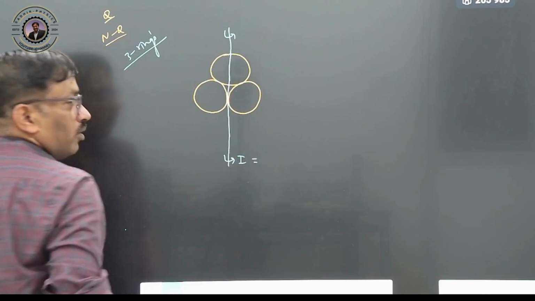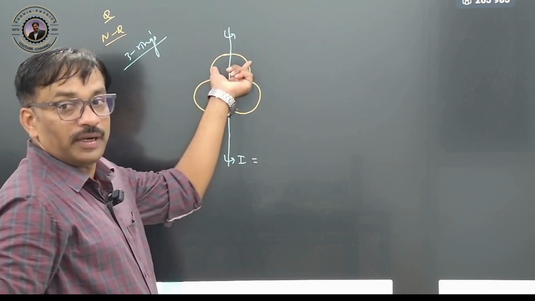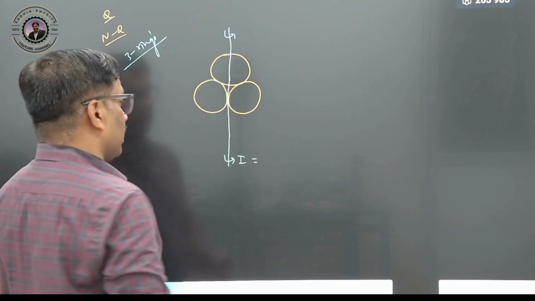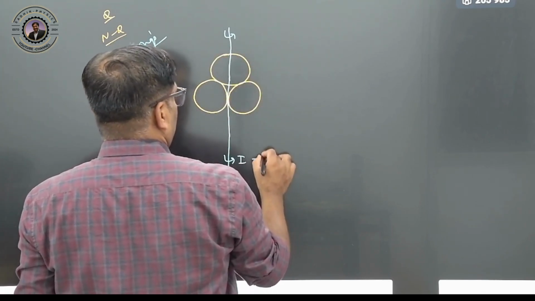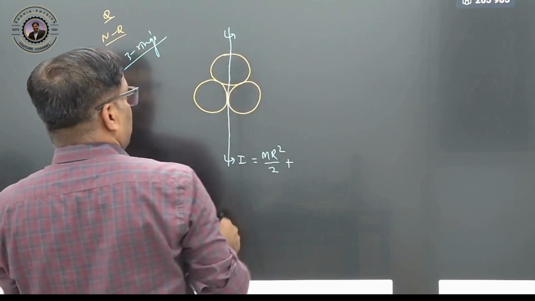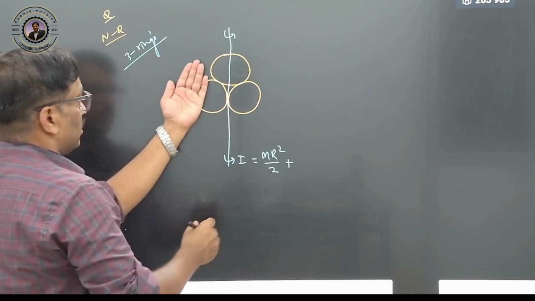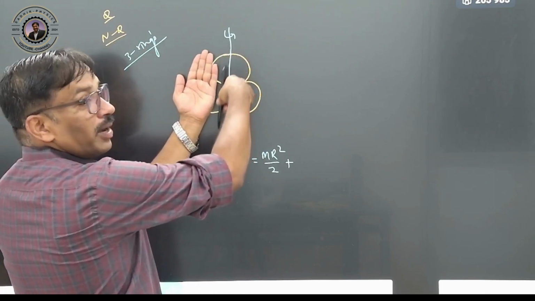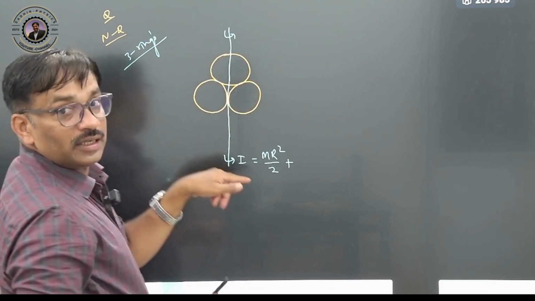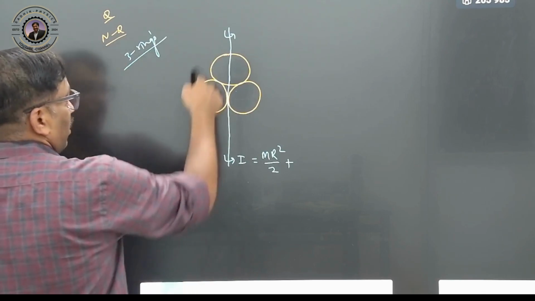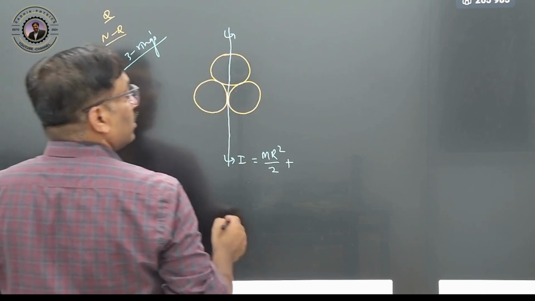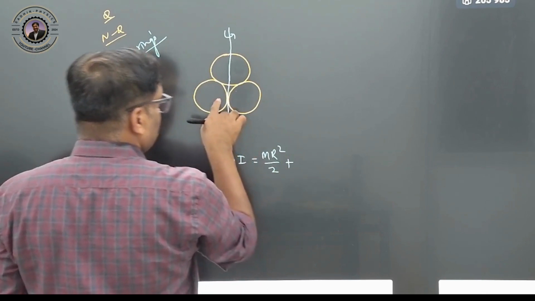Here this ring is passing through the diameter of the ring, so for this one it is m r square by 2 along this axis. This is one ring. Here the axis will be tangent and parallel to this one. Tangent and parallel means what? m r square by 2 plus m r square, therefore 3 by 2 m r square. So these two are there.